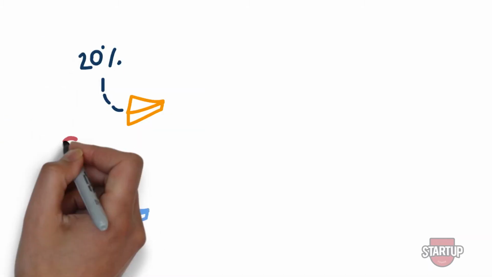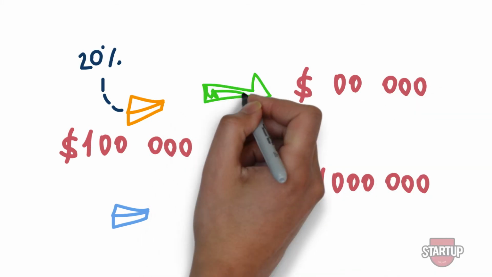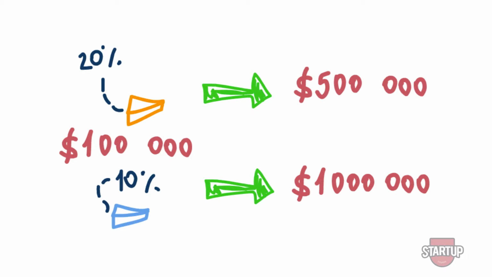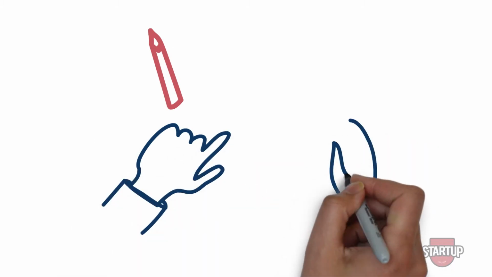Step 3. An investment of $100,000 at a 20% equity puts the valuation at $500,000. If you offer a smaller amount of equity for the same investment, then your valuation will be a lot higher. For instance, if you gave away 10% for $100,000, your valuation would essentially be $1 million. So, what will your final valuation be?